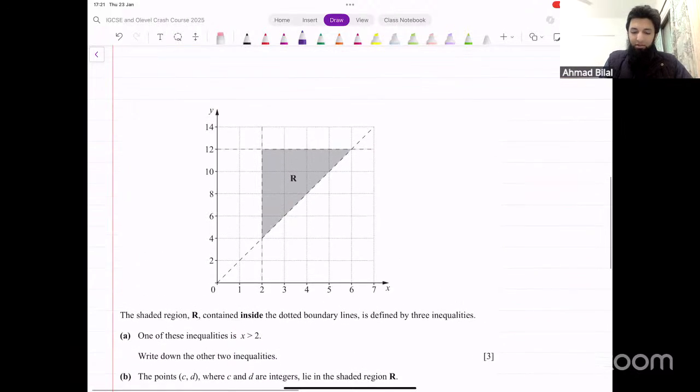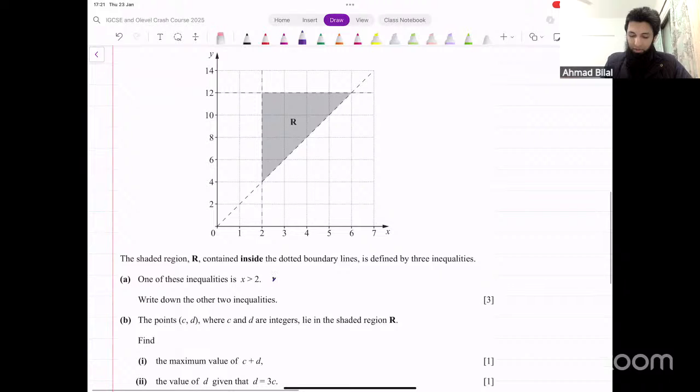Now, x greater than 2, that equation would be x equal to 2. What kind of line is that? That's a vertical line. So basically, x equal to 2, this line, they've already given the equation of this line. Okay, so this vertical line is already given.